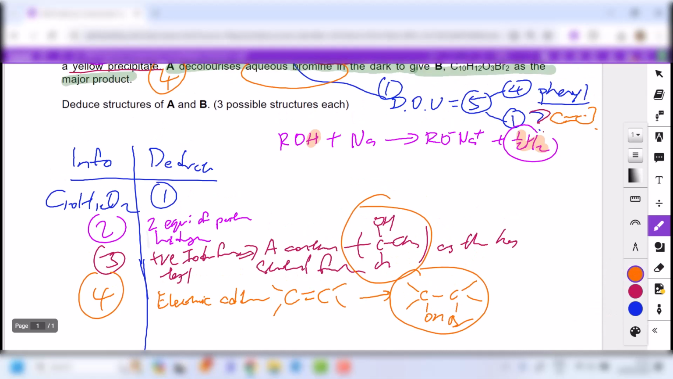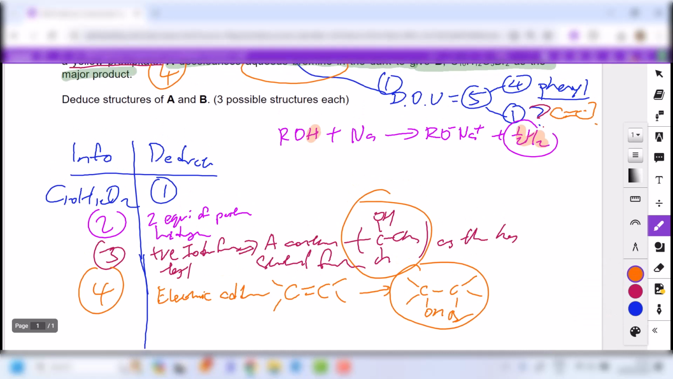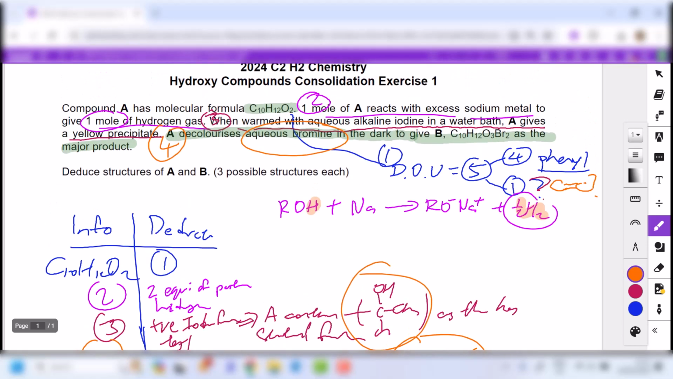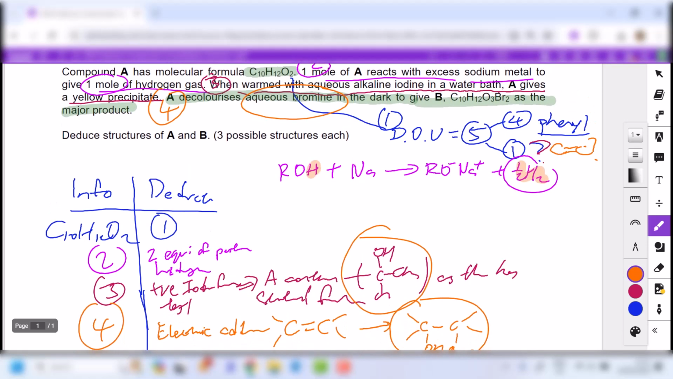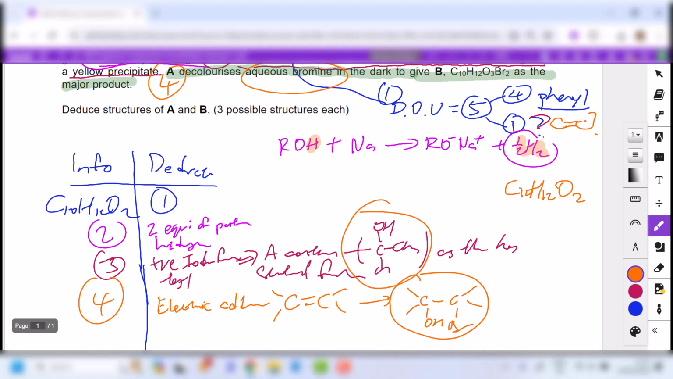Because it's an addition, I can simply add Br and OH to the molecular formula given to me. So what I'm going to do now is take C10H12O2 and add BrOH. So I'm going to add an H, an O, and a Br. Then I'm going to get C10H13O3Br. So this is what I'm going to get.